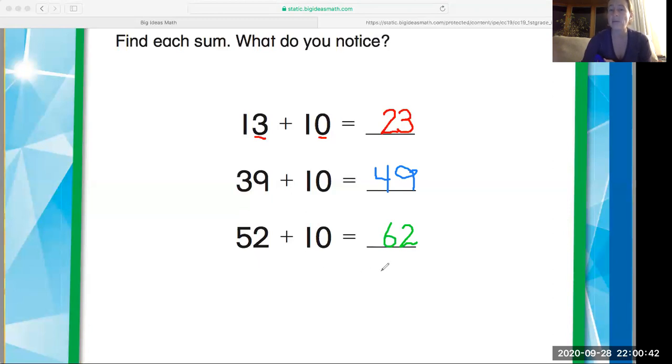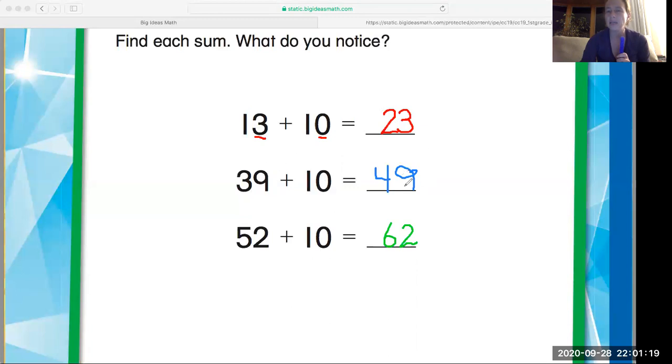Okay. Now, I said before when I left to go get my Tower of 10 that we were going to look for a pattern. Do you notice what happens when we're adding 10 to a number? The ones place doesn't change because we're adding 0 ones each time, right? The ones place has a 3 over here. It has a 3 over here. It has a 9 over here.